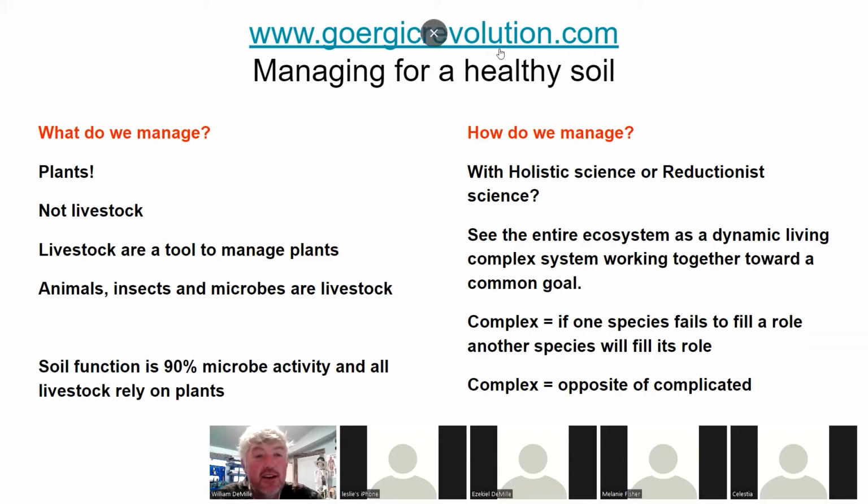But we still actually manage the plants. It's hard to manage the microbes. So the real answer here is microbe management. But it's hard to see the microbes.